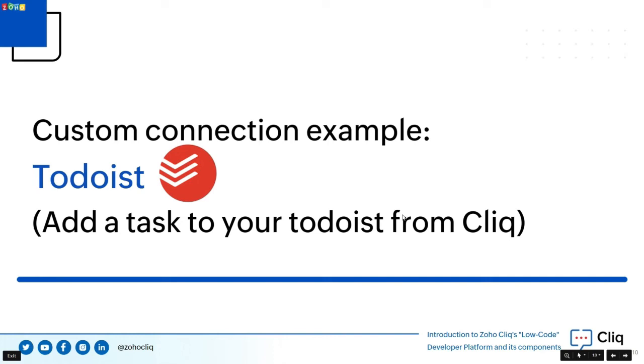Now let's look at the next type of connections, which uses custom services. Here we're going to connect with Todoist, an application that is used to manage your tasks. With this connection, we're going to add tasks to your Todoist application straight from Cliq without ever having to open the application.